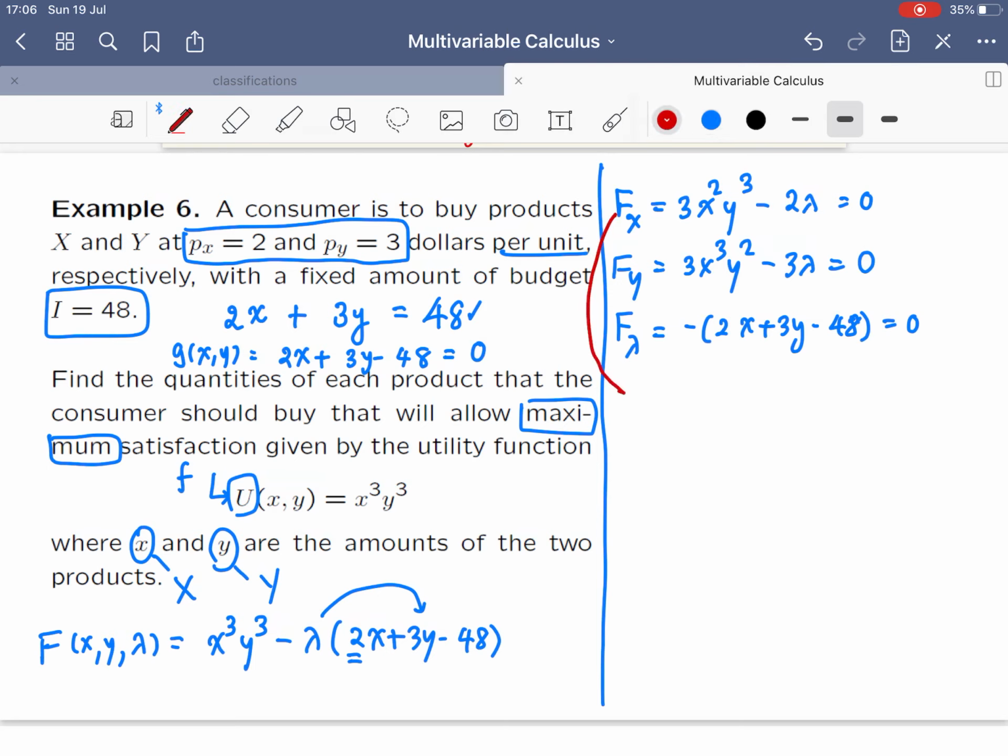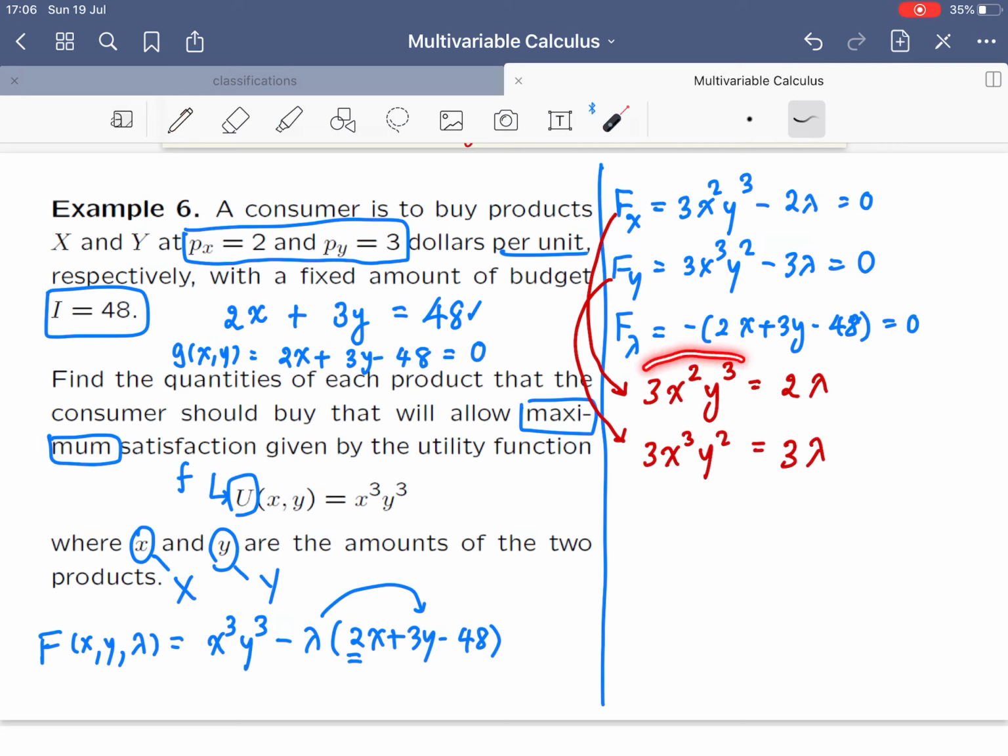Now this one again depends on how good your algebra is. For f sub x, you may notice that it is this one with a 2 lambda, and f sub y is simply 3x cubed y squared equals 3 lambda. You may see that the left-hand sides are almost the same, right? But the one on top is missing one x, and the one at the bottom is missing one y. What is it that we can do?